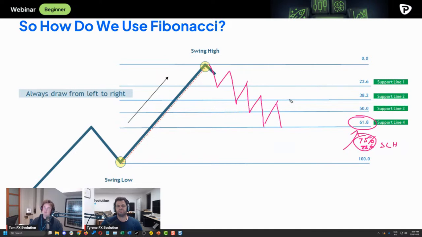Fib can help you with that. But you've got to remember that each one of these points is also psychologically pulled back through the zone. Now, why can a 61.8 be so good?